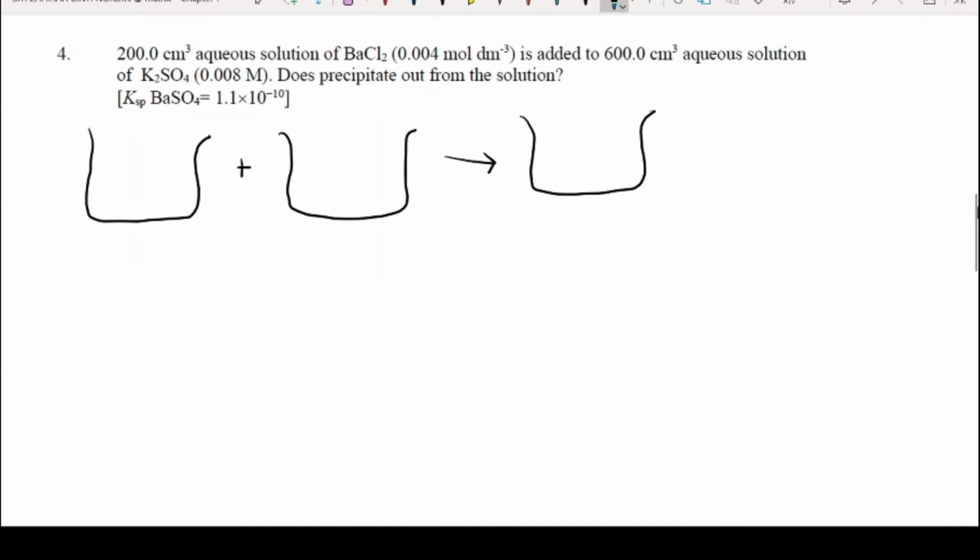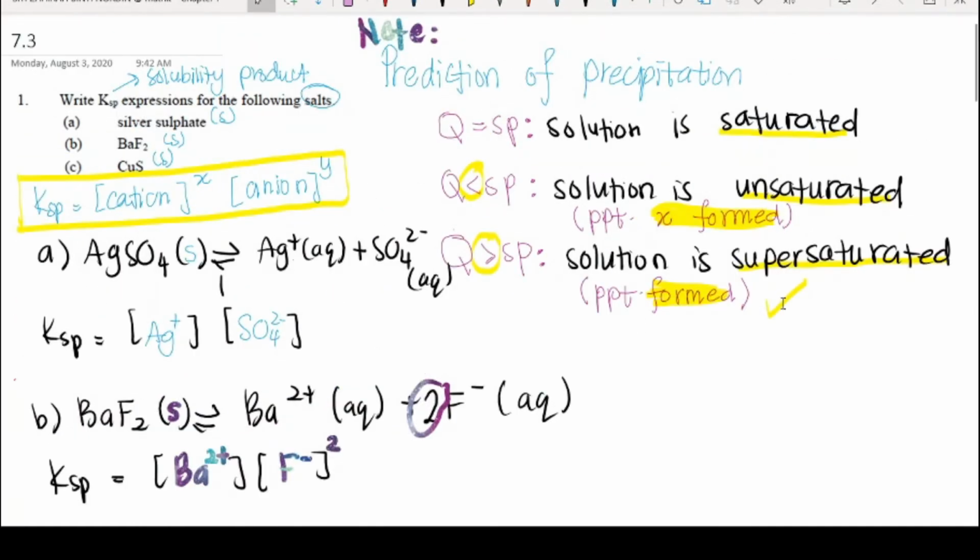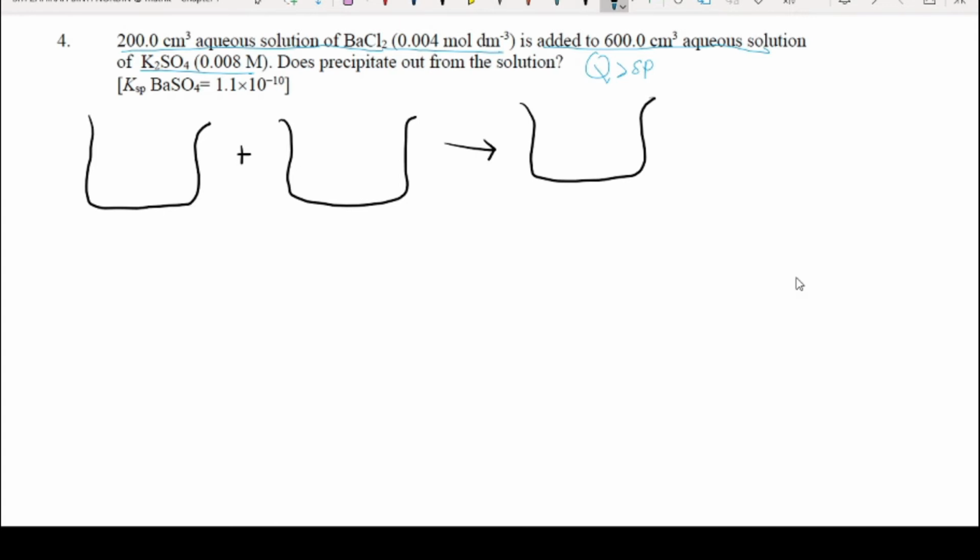Alright, question 4, you've got 200 cm³ of BaCl2 with the molarity, and you're adding it to 600 cm³ of K2SO4. The question asks if precipitate forms from the solution. So look back at your notes. If we want precipitate to be formed, then your Q must be greater than Ksp. I'll just write out the story first.